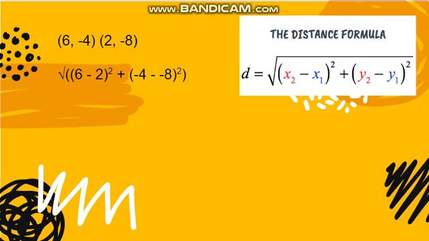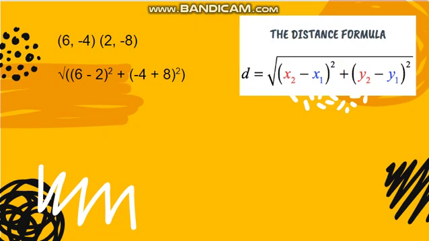So we want to make sure that our x's are together and our y's are together and that they're in the right order. It doesn't really matter which coordinate pair ends up being the 2's or the 1's, as long as they're in the same spot in both places, because you can get a wrong answer if you put it the wrong way. Okay, so we've got x2 minus x1, y2 minus y1. Now remember, when we subtract a negative, that actually becomes plus a positive.